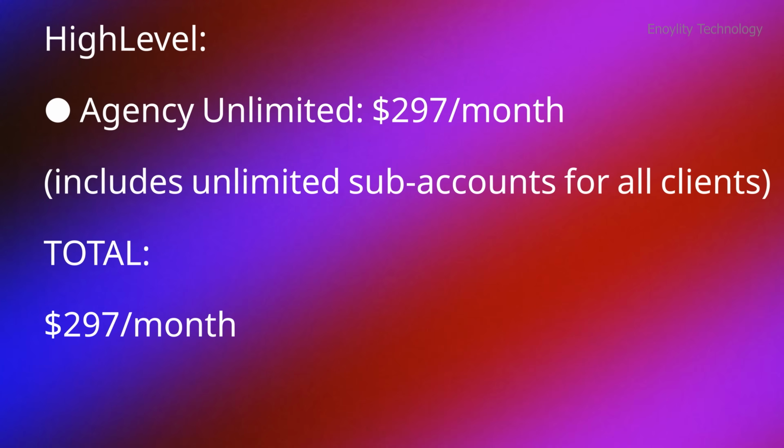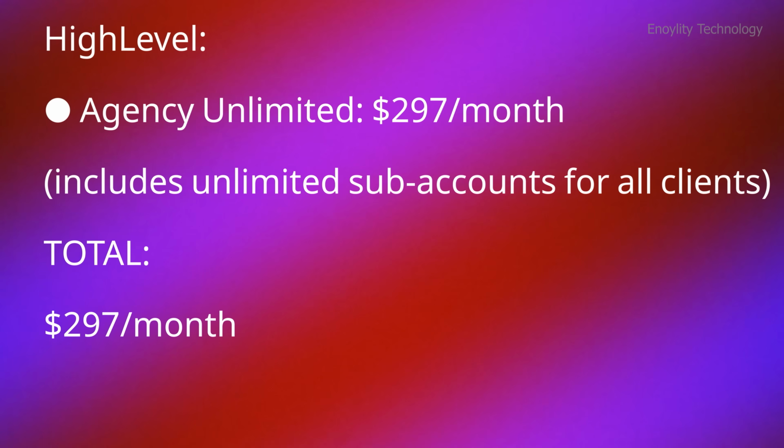Total, $612 a month. HighLevel Agency Unlimited, $297 a month. That includes unlimited sub-accounts for all clients, totaling only $297 a month. You're saving $315 every single month or $3,780 per year. And you have fewer tools to manage, better integrations, and white label capabilities.